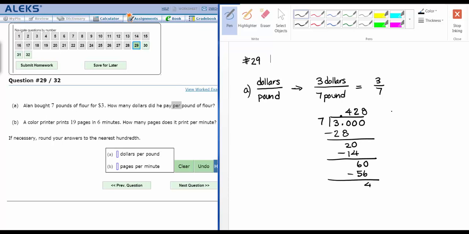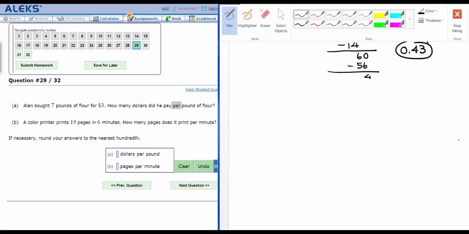So our answer is 0.428. But since we only need to round to the hundredths, we look at the number behind the place where we're going to be rounding to. If it's 5 or above, we increment it, right? So our answer is 0.43.